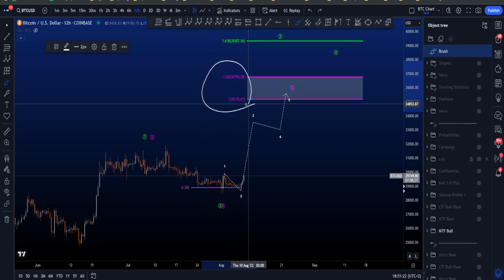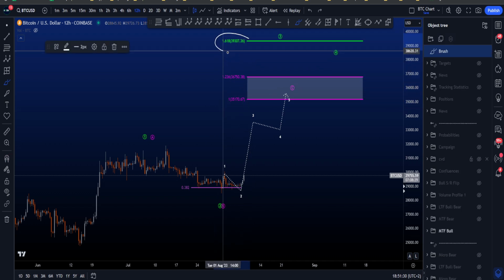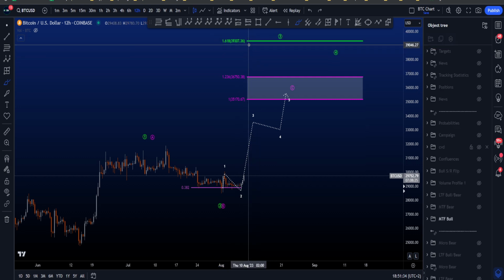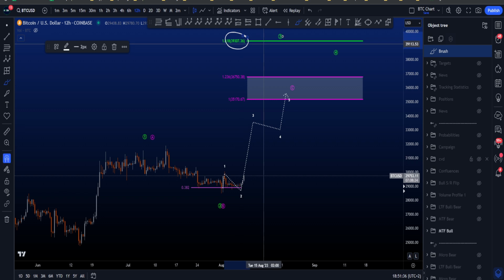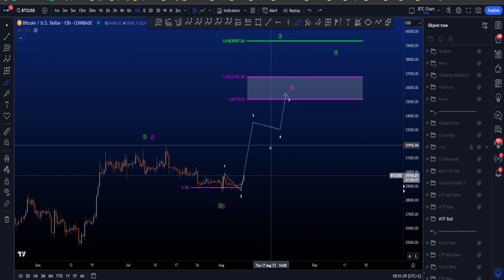The most common target area for a wave C is between the 1 and the 1.236, which is between 35.1k and 36.7k, and usually the minimum target for wave 3 is the 1.618 trend-based fib extension, which is sitting at 39.3k. The main difference between a wave C and a wave 3 is the volume and the impulsivity.